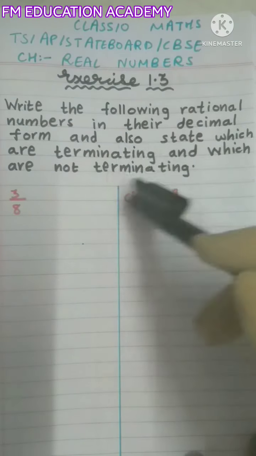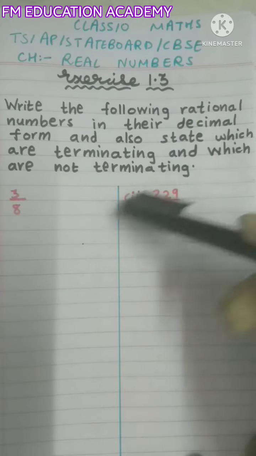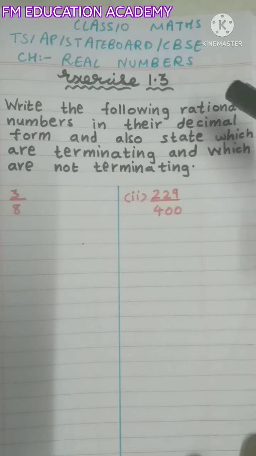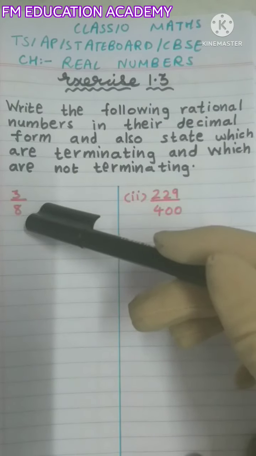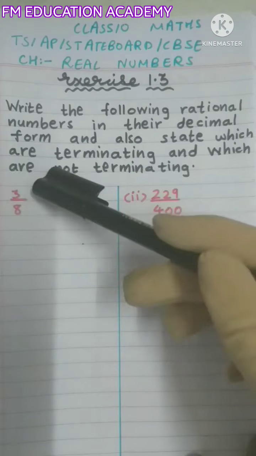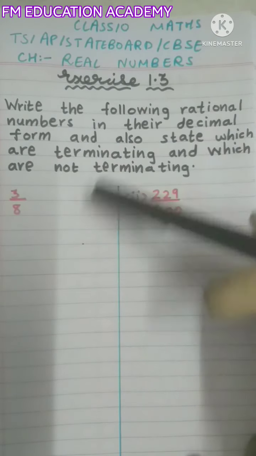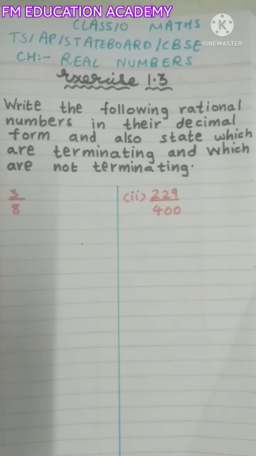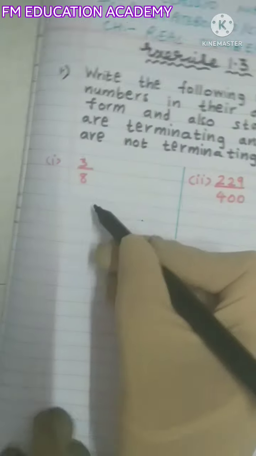Since in this question they didn't say whether we have to use the theorem or not, we can find out whether it is terminating or non-terminating with the help of division. Since there is a fraction p by q, we can divide this and we can find out whether the decimal expansion is terminating or non-terminating. Okay, so first bit is 3 by 8.